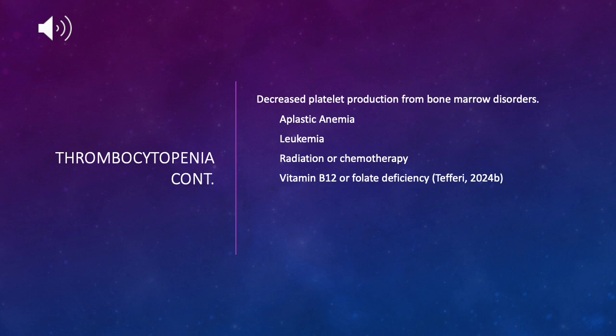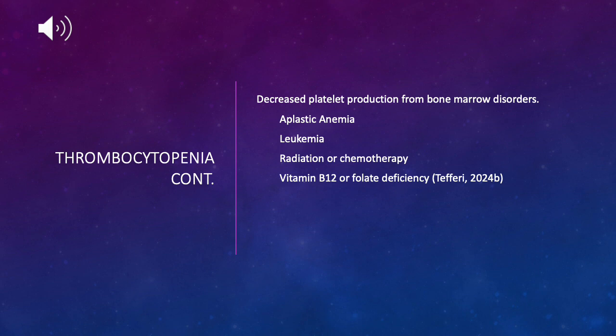Some of the causes for thrombocytopenia would primarily be decreased production of platelets. This could be caused by bone marrow disorders, since the bone marrow is the main system that produces platelets. So syndromes like aplastic anemia, where the bone marrow doesn't produce enough blood cells, are often thought of as a red blood cell problem, but platelets are also not produced appropriately in that condition.